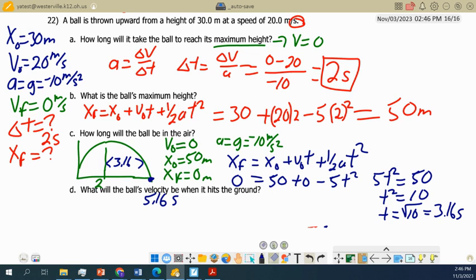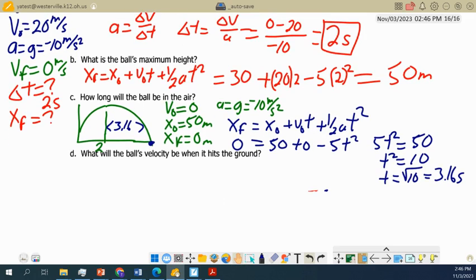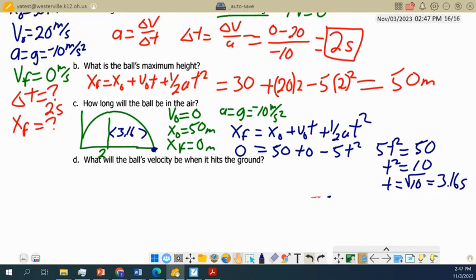I'm going to erase this last little part because I want to make sure we have plenty of room. Let's move D up a little bit. What will the ball's velocity be when it hits the ground? Again, we can figure this part out. We know it's going to take 3.1 seconds to hit the bottom. What do we know here?